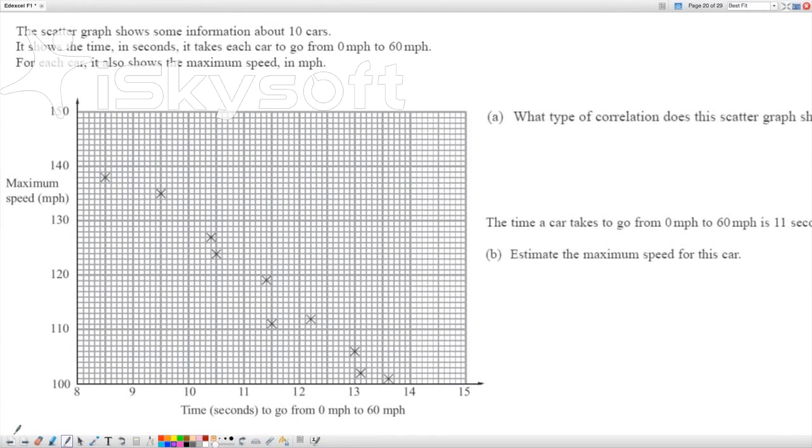A scatter graph shows some information about 10 cars. It shows the time in seconds, which we can see down here on the x-axis, that it takes for a car to go from 0 to 60. For each car, it also shows the maximum speed here.